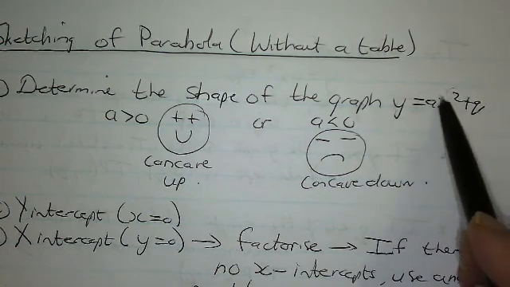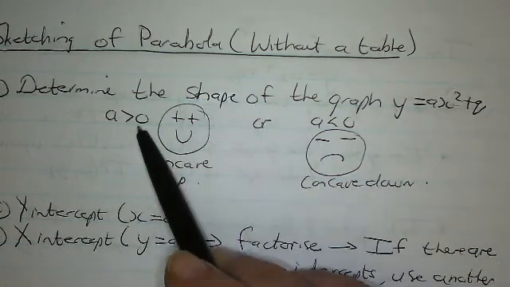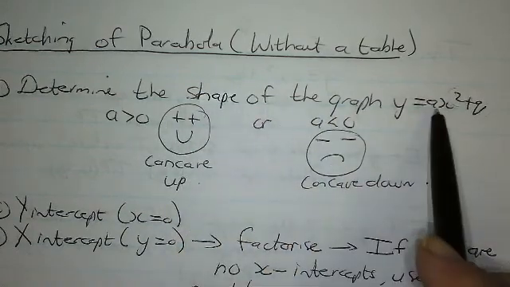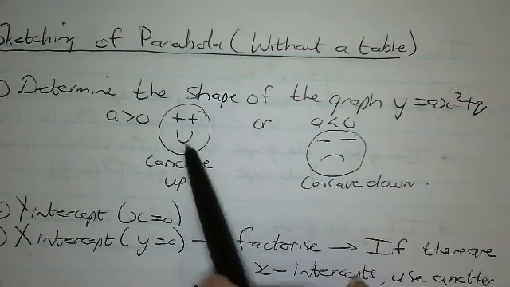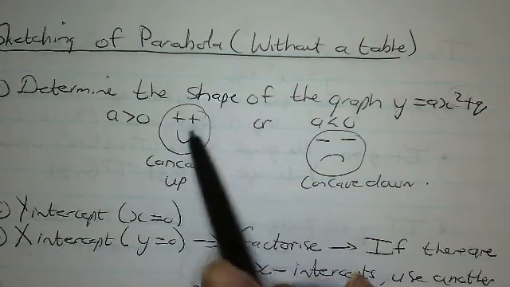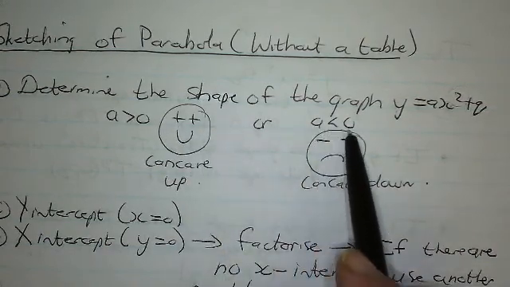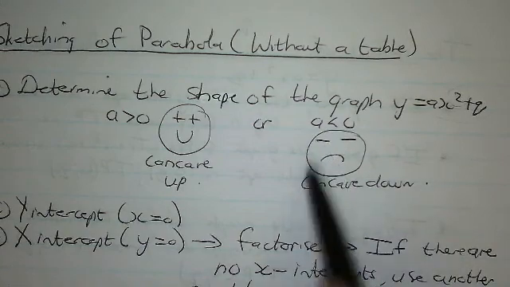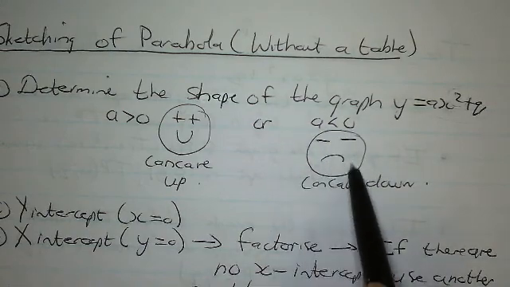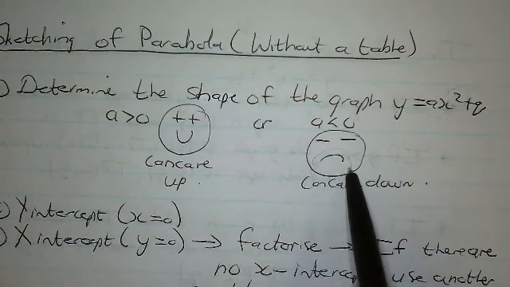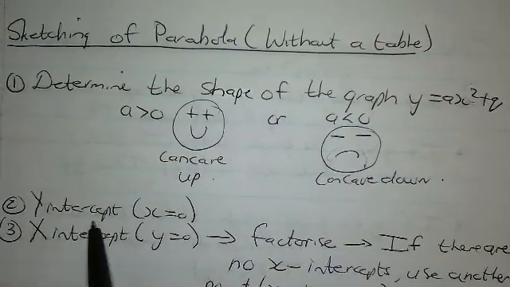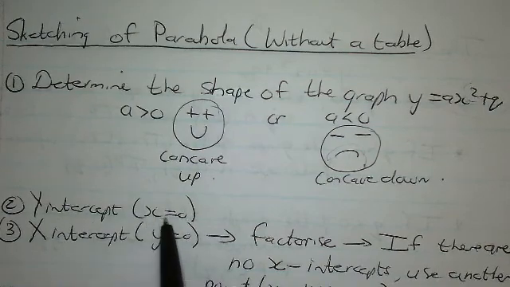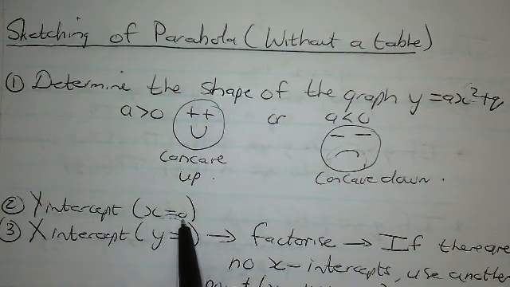Square means parabola. Now, if the a value, the coefficient of your x squared, is positive, you get a concave up graph. So that means a smiley face. If my a is negative, sad face, your graph will be concave down. So first of all, you look at the shape. Secondly, you can calculate the y-intercept. So that is where x is equal to 0. And remember, that's the same as the q value.